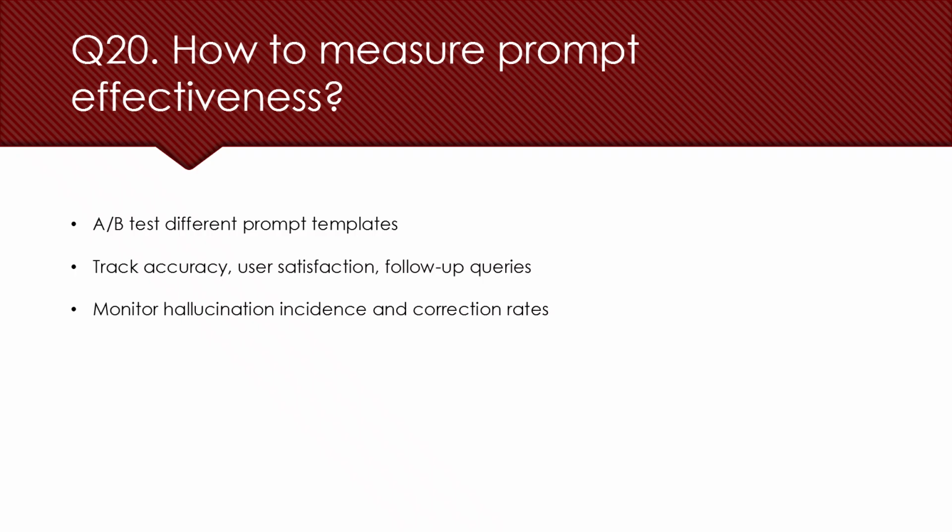Question number 20. How to measure prompt effectiveness? The first thing is that prompt effectiveness is measurable. We can run A/B tests on different prompt templates. We can also measure the answer accuracy, and then we can track the accuracy, user satisfaction level, and what follow-up queries a user is asking.